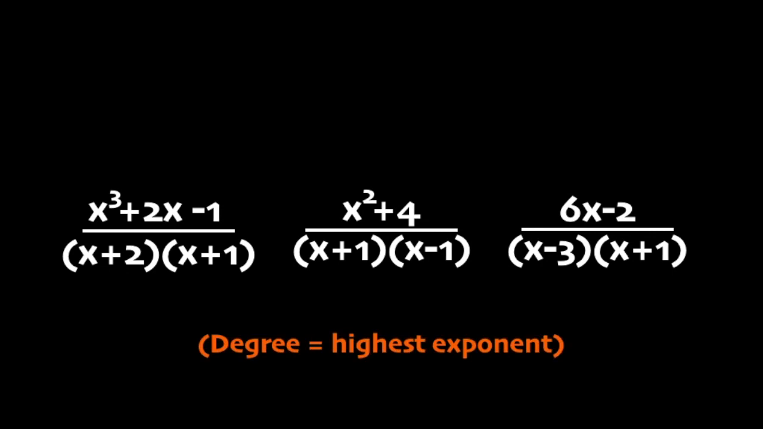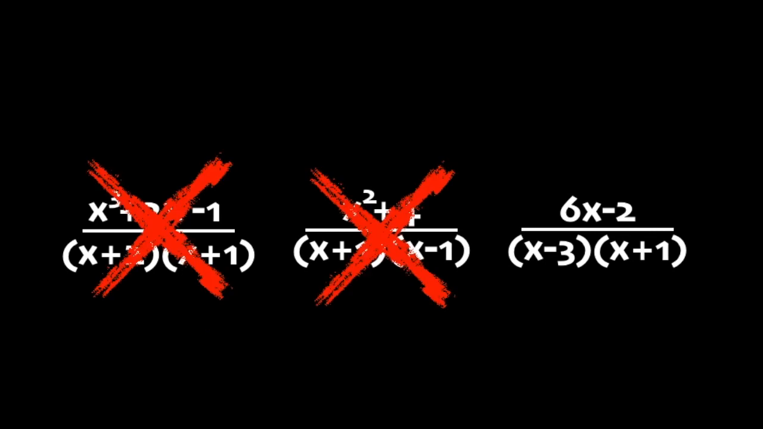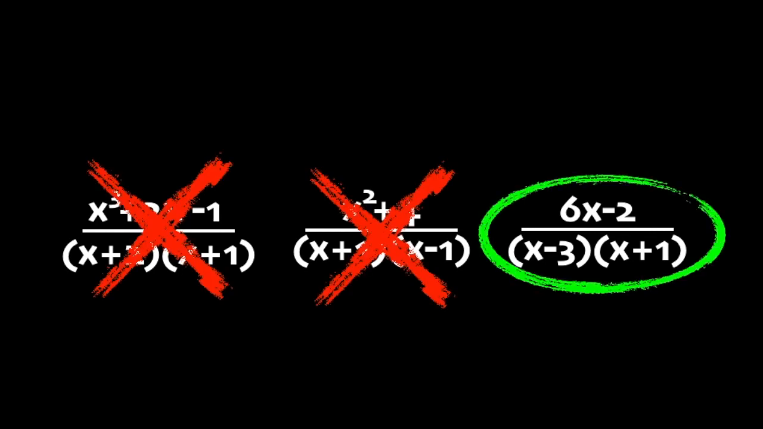Otherwise, you'd need to do long division first, and if you're not sure about long division, then click the link at the top of the screen where I break down long division into only 4 steps. So with that being said, we can only break the third of these fractions into partial fractions because the first 2 would require long division first.